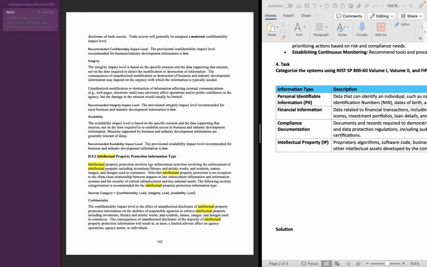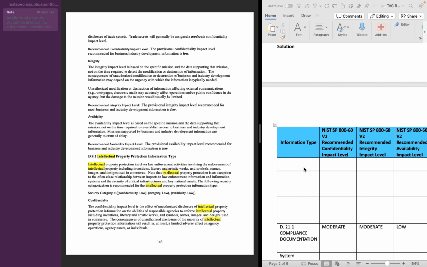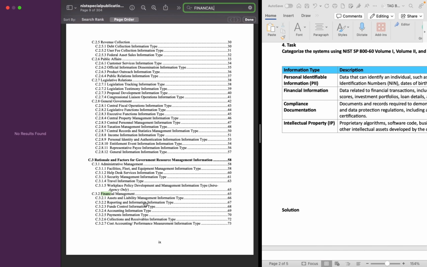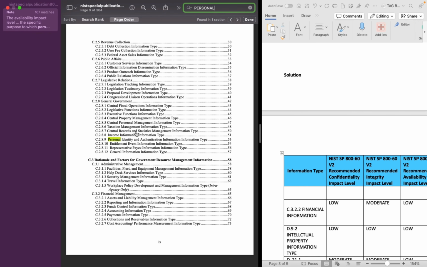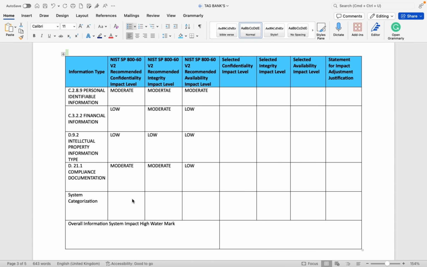Let's choose intellectual property. Now we search for intellectual property, we read the description, does it fit? If it fits, we go back to our worksheet and populate it as well. We do the same for the financial information type and the same for personally identifiable information. So now we have our first categorization based on the NIST provisional or recommended security categories. This provides us with a clear starting point for organizing and processing our information.